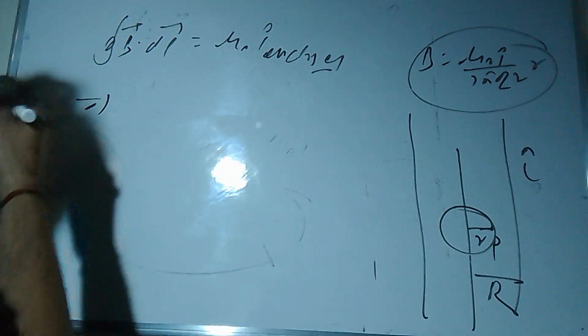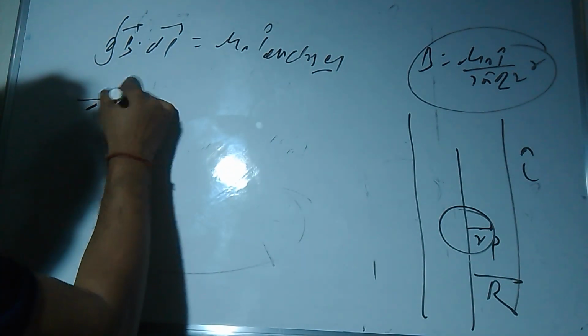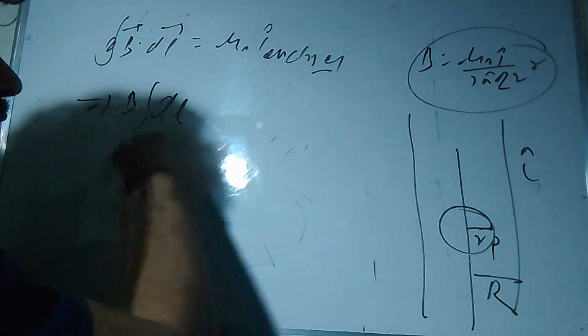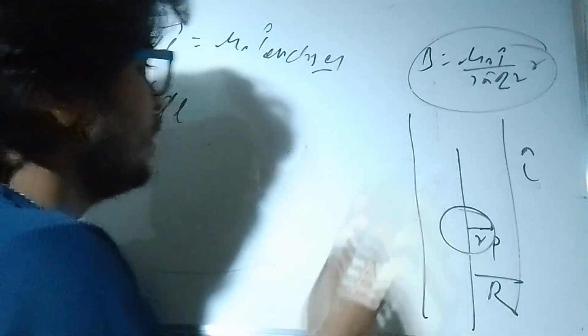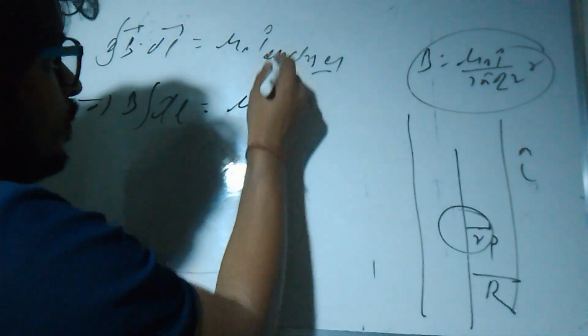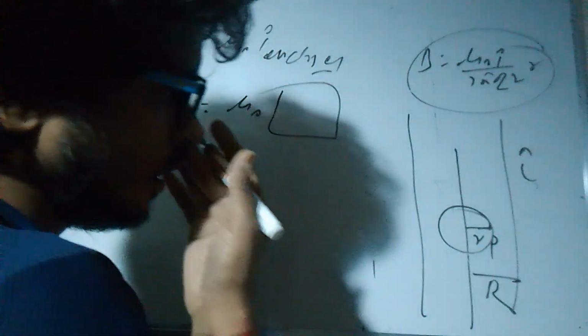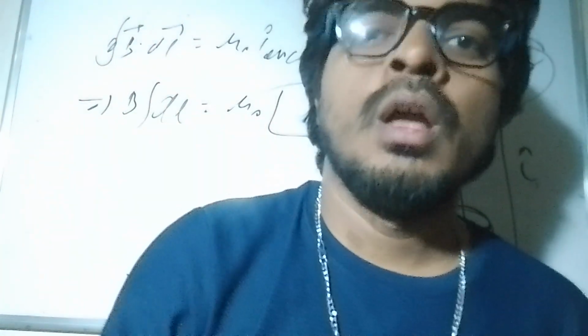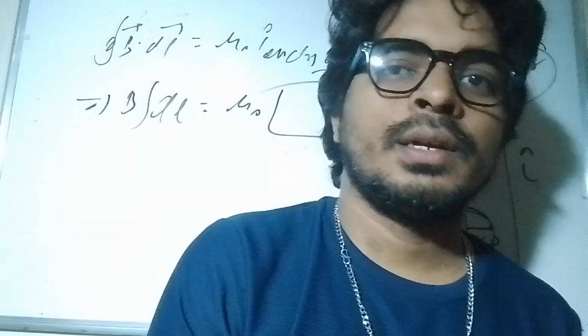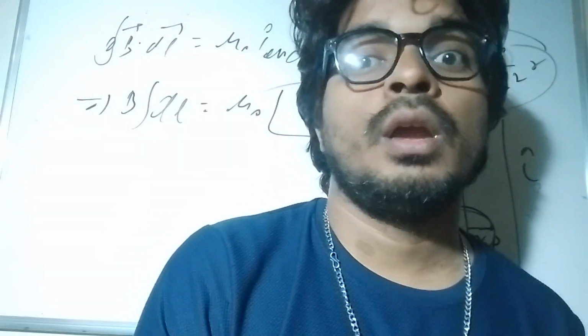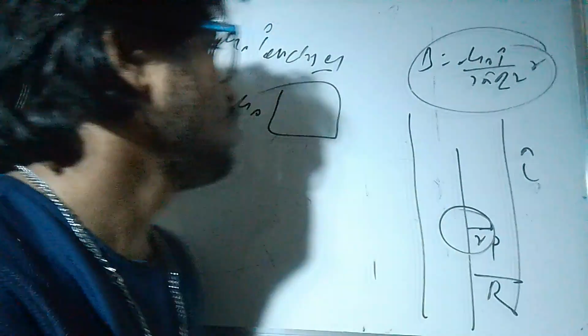So we have to find out. I'm taking B outside, closed integration of dl. So integration of dl is the circumference of this loop. And mu naught, now you have to play with the I enclosed, because here I enclosed is going to change. You have to apply some basic mathematics to find out the current. So basically, what is I enclosed here?